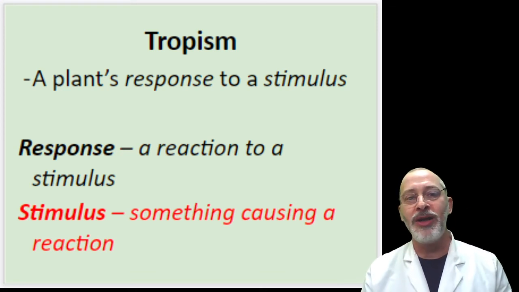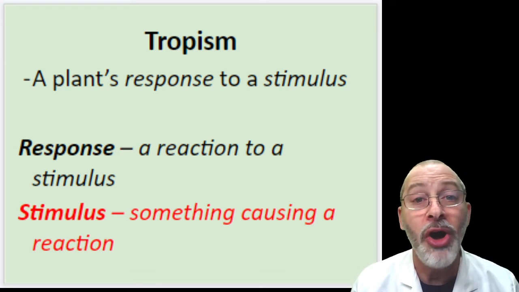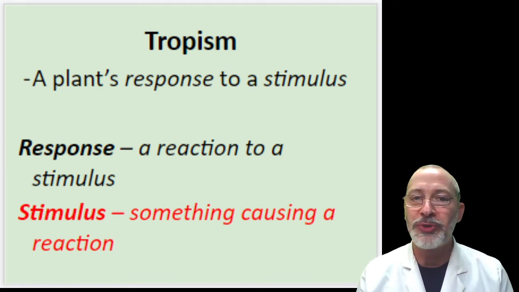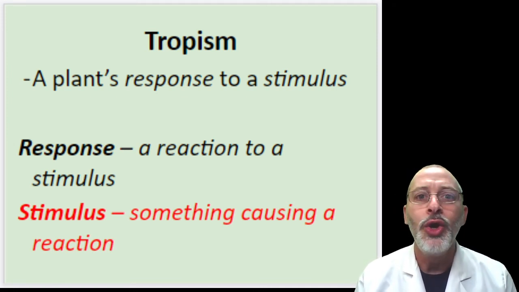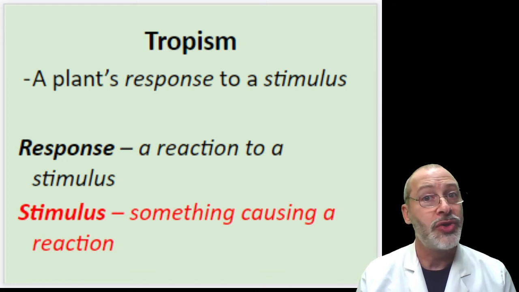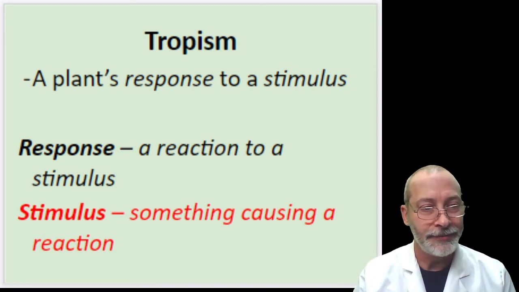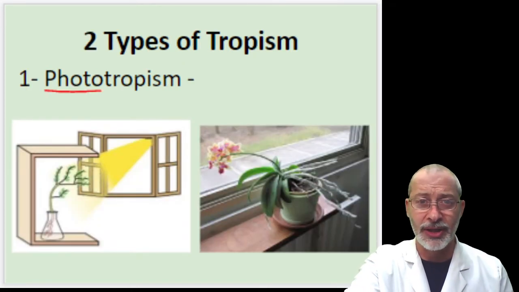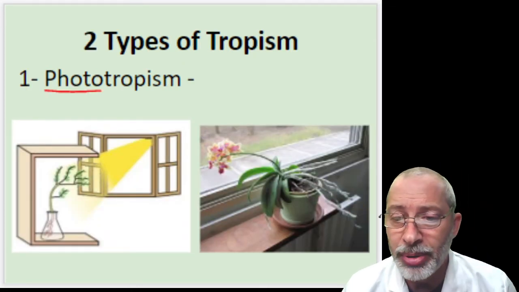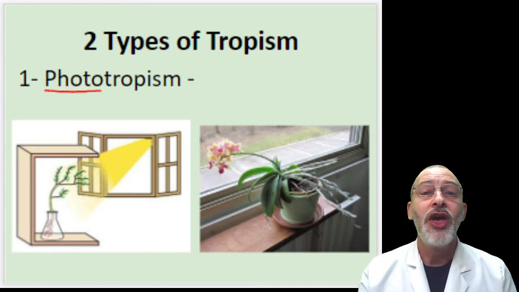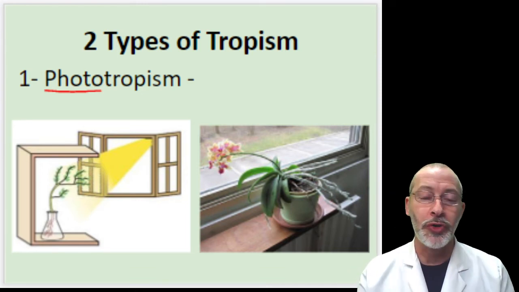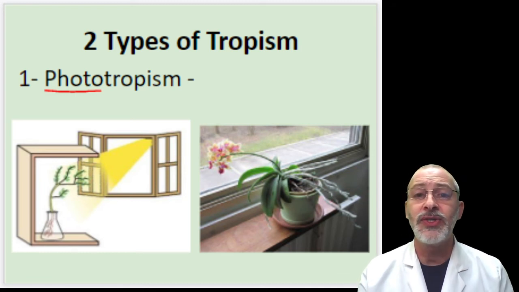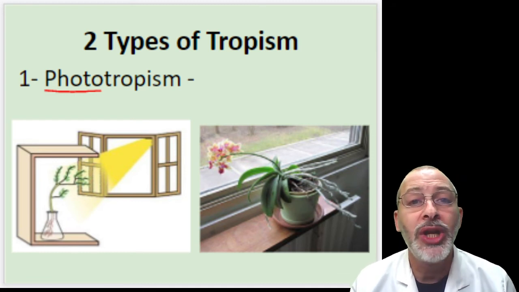But you are responding to a stimulus because you are alive. If there was no response to a stimulus like that, we might question your state of living. But let's get back into the plant's response specifically. First type of plant tropism is phototropism. Phototropism is a plant's response to light.